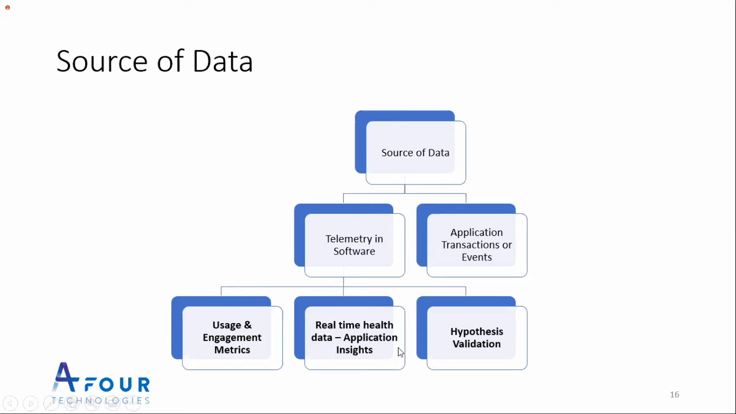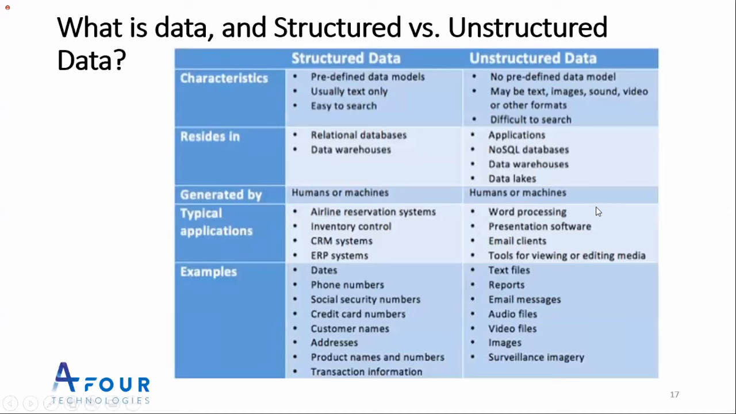Okay, let's move to the next part. The next part is all about what kind of data we are getting when it comes to your applications. Whatever applications you are developing, they can generate two types of data: one is structured data, one is unstructured data.